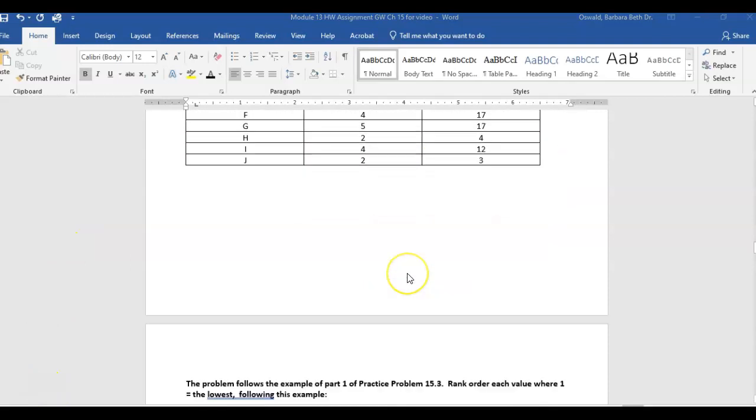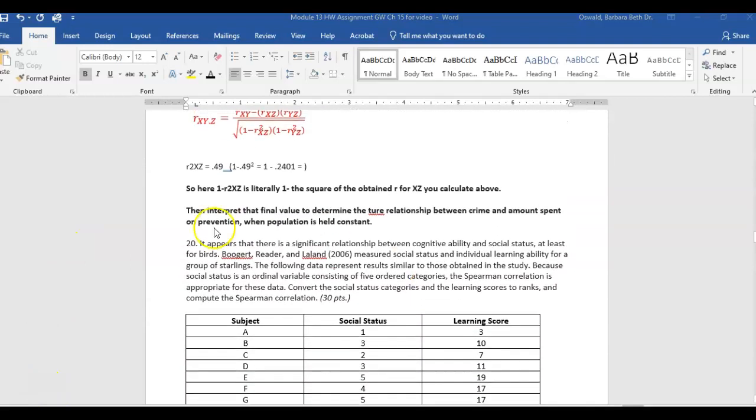Okay, our last problem on this assignment is number 20. And this one is different from the previous two. The first problem was asking for the Pearson product moment correlation. The second one was asking for a partial correlation, which to calculate also required getting 3 other Pearson correlations. This problem is asking you to compute the Spearman rank order correlation. This one is different.